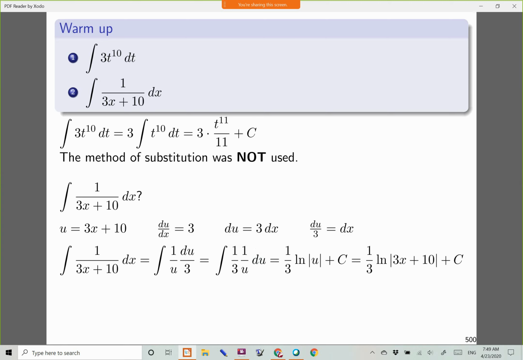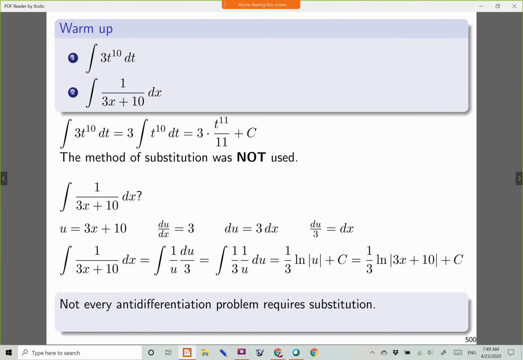So the key thing to note between the first warm-up right here and the second warm-up is that the second warm-up question required u substitution. The first warm-up question did not have substitution at all, so there's no u there, right? Not every anti-differentiation problem requires substitution.